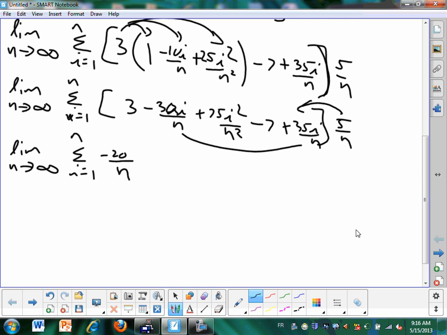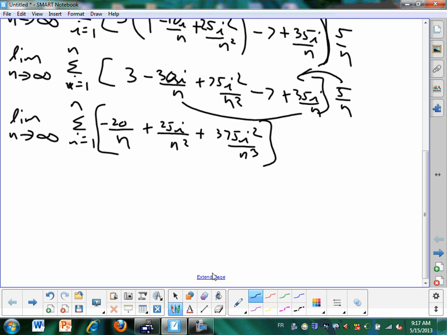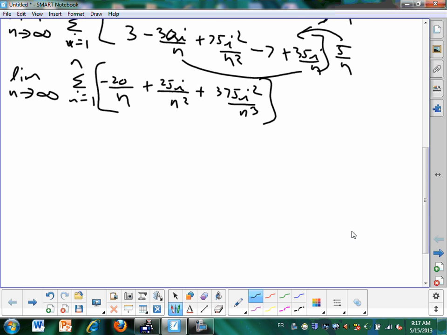Put those together. 5 times 5, 25i over n squared. And what did we figure out 5 times 75 was? 375. i squared over n cubed. Next step, split them apart into individual sums, factoring out the pieces that aren't i's.